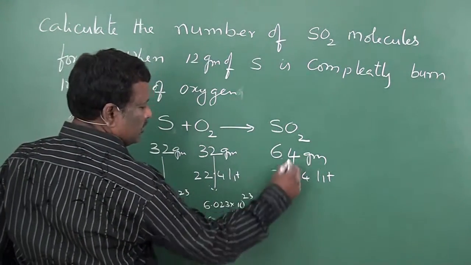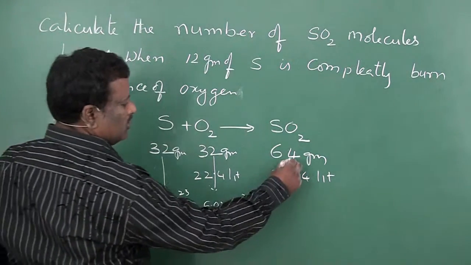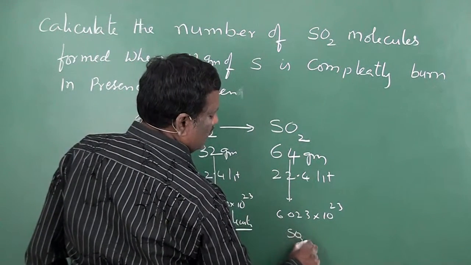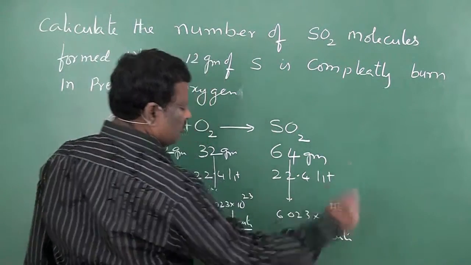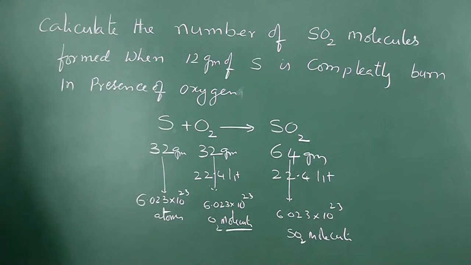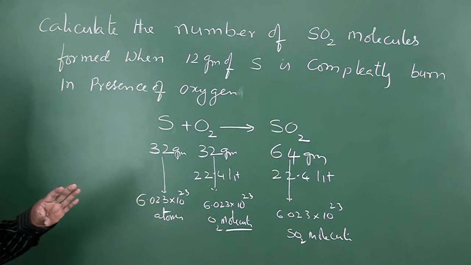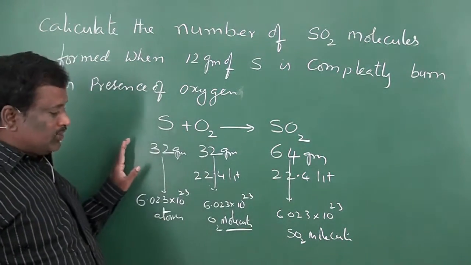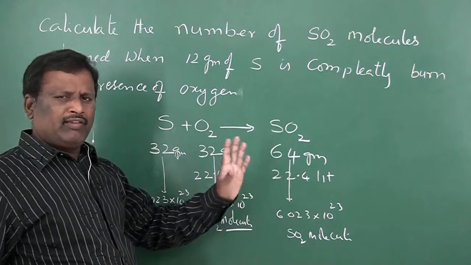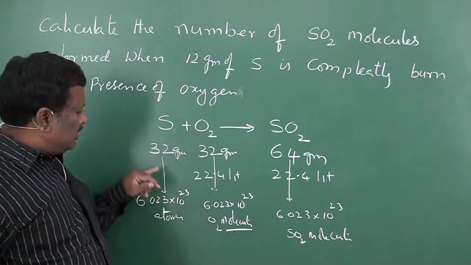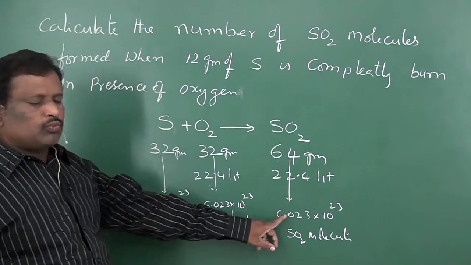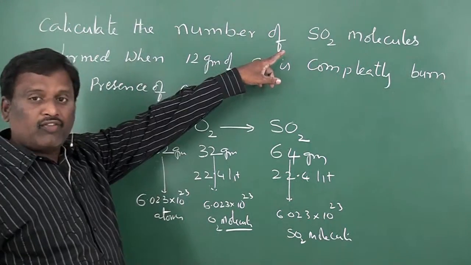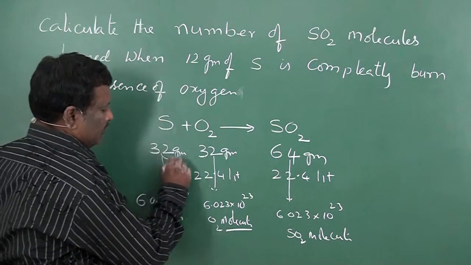Here also these are molecules, and in 64 grams you have 6.023 into 10 to the power 23 SO2 molecules. So, this is the standard relation in this reaction. Now, they may compare masses, or the mass of sulfur with volume, or the mass of sulfur with number of molecules formed. They can give it any way. But the relation stands like 32 grams of sulfur can give 6.023 into 10 to the power 23 SO2 molecules. Since they are asking for number of molecules, you should compare this with this.